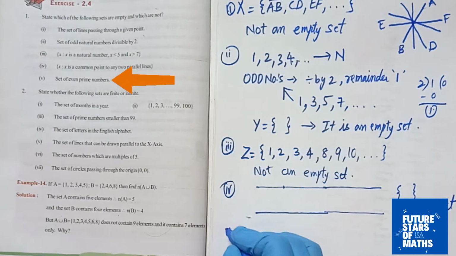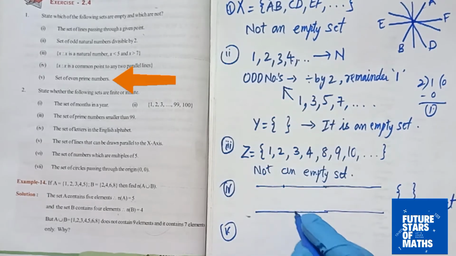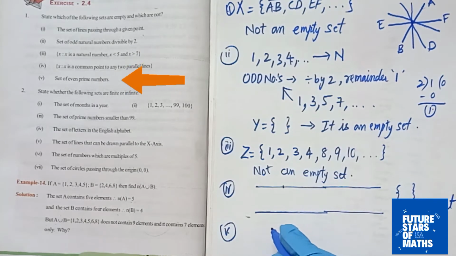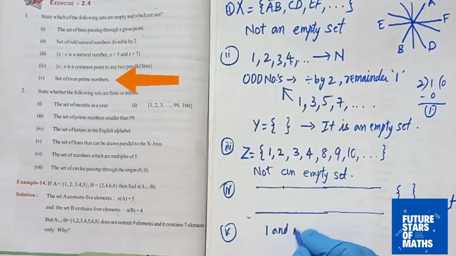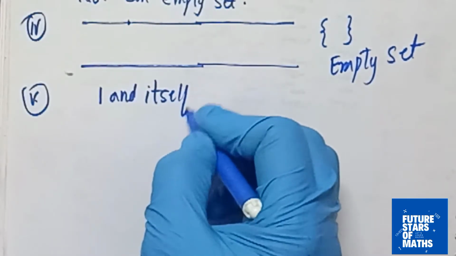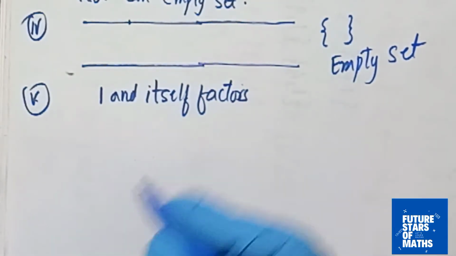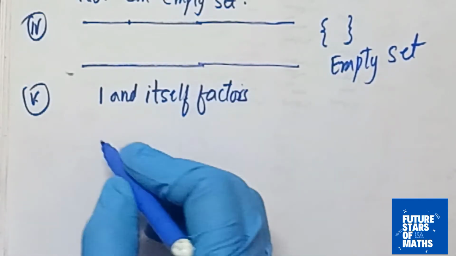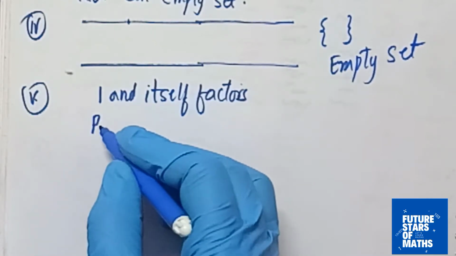Now the fifth bit is the set of even prime numbers. So what are prime numbers? Do you know, students? Prime numbers are numbers which have only two factors, that is 1 and itself only. Those numbers are called prime numbers. By now you should know what all prime numbers there are between 1 and 100. So what are the prime numbers? First we'll write them all.